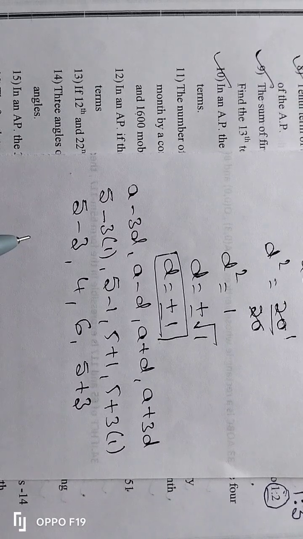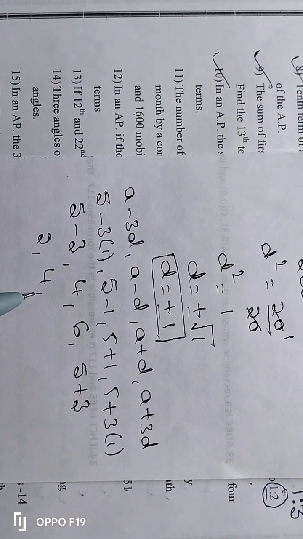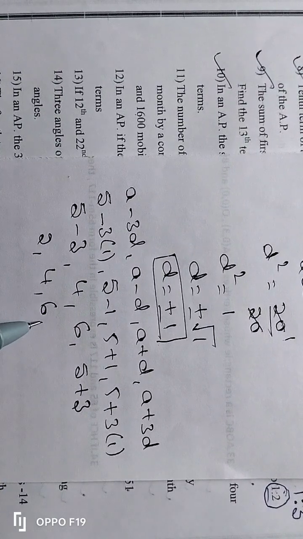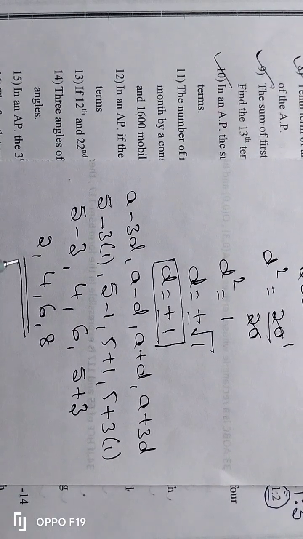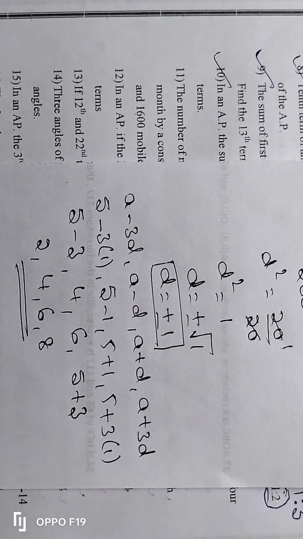Therefore the four terms of an AP are 5 minus 3 is 2, so 2, 4, 6, 5 plus 3 is 8. Therefore 2, 4, 6, 8 are the four terms of an AP.